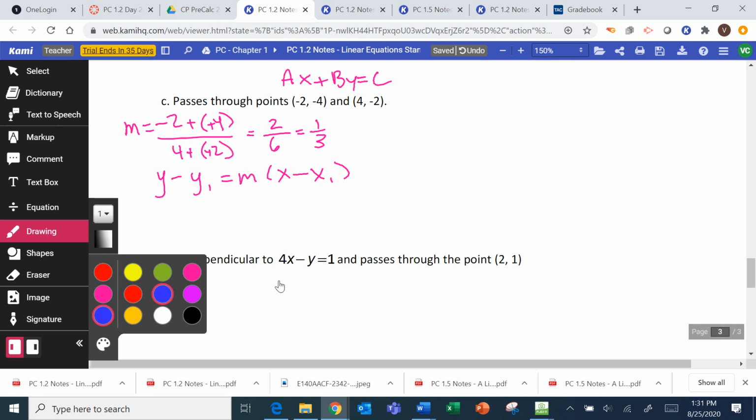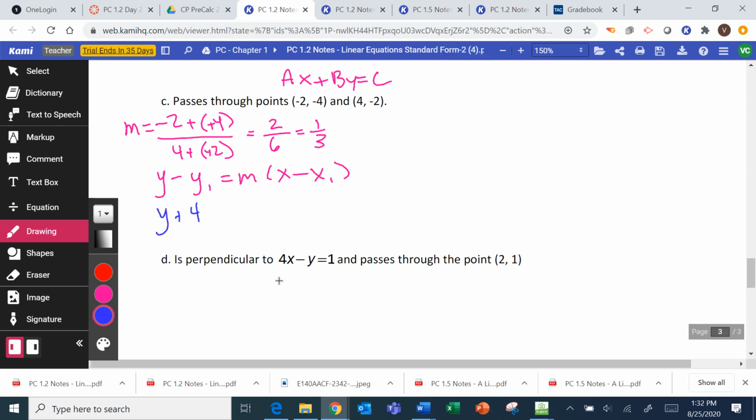You want -2, -4, why? Because then it'll be additional. Yeah, because it turns into positives. I would do the same thing. There isn't a wrong answer. You can do the other ordered pair if you want, but yeah, I would use the first one. Y minus negative 4, when I plug it in, becomes plus 4, positive. 1/3 times x plus 2.